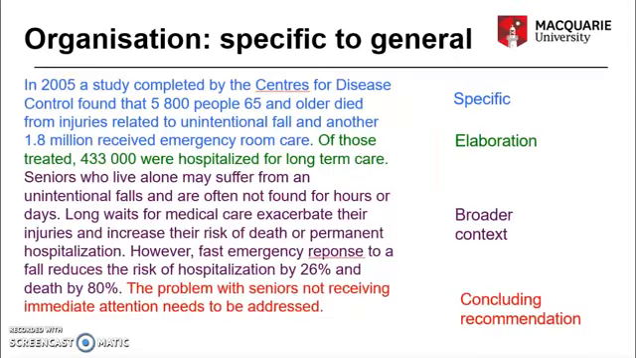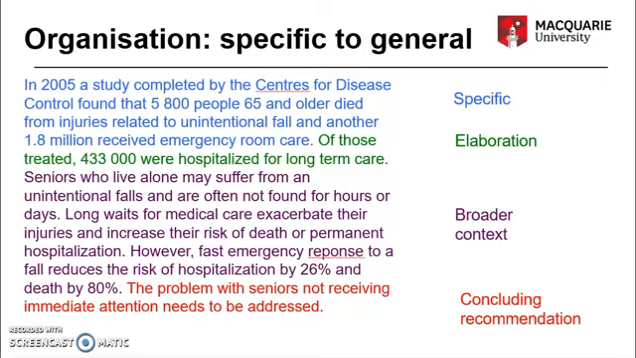Although general to specific is the most typical way for paragraphs to be organised, there are also other ways of organising them, and we're going to look at 4 examples now. So in specific to general organisation, as the name implies, we start off with a very specific sentence. You can see in the example here, the topic sentence actually has specific details of a specific study, and then it's developed through elaboration, and then goes into a broader context with the concluding recommendation for the concluding sentence.